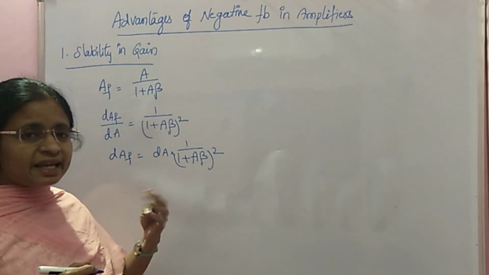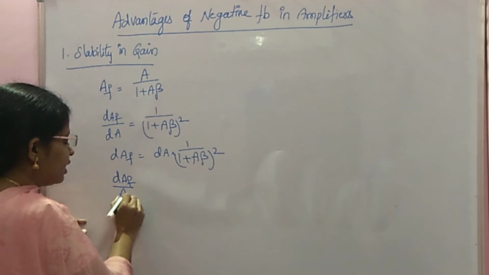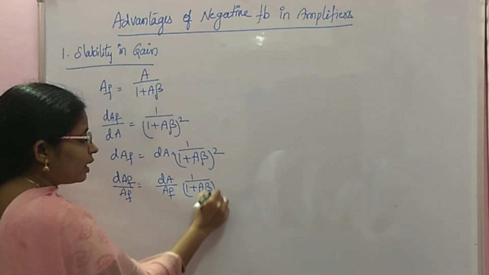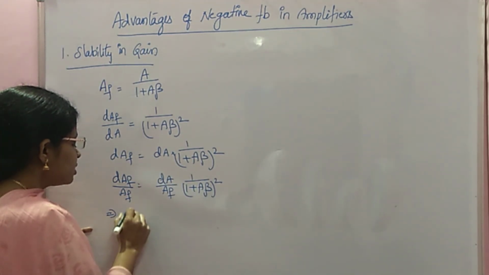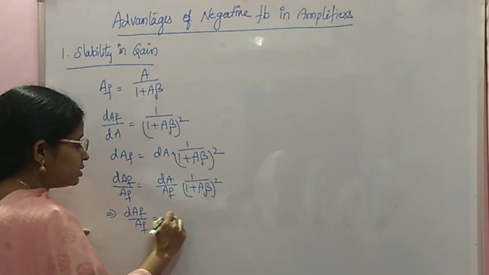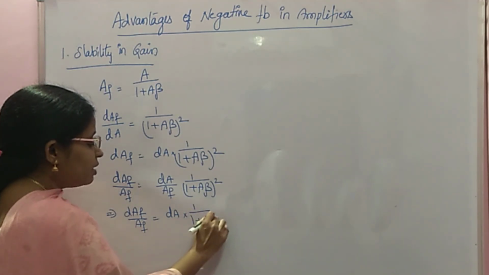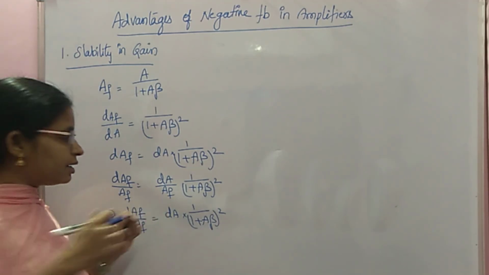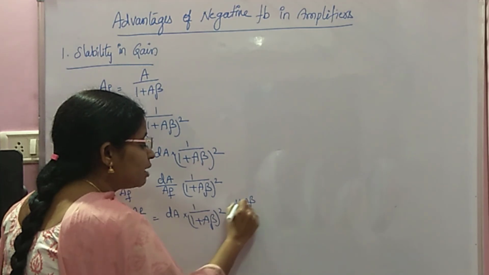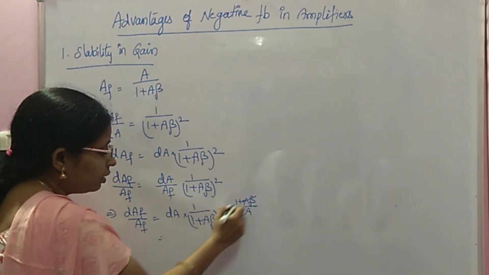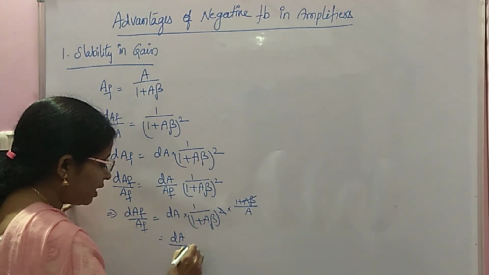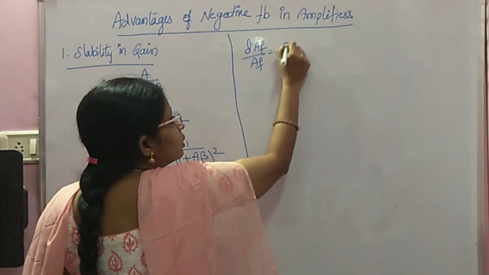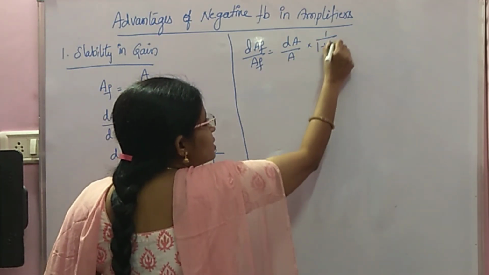Now, divide the total equation with AF. That is, dAF by AF is equal to dA by AF into 1 by 1 plus A beta whole square. Here in the denominator you have AF. AF is equal to A by 1 plus A beta. As this is in the denominator, you will get 1 plus A beta by A. So now, cancel these two. So you will get dA by A into 1 by 1 plus A beta. What is this? dAF by AF is equal to dA by A into 1 by 1 plus A beta.